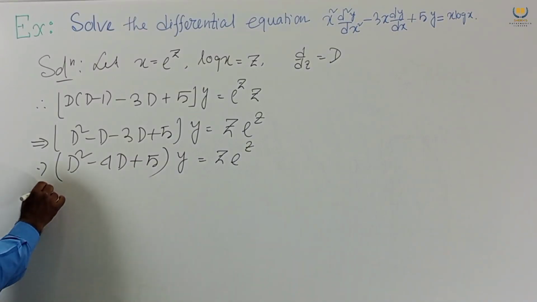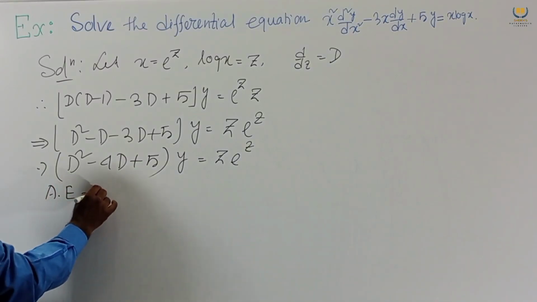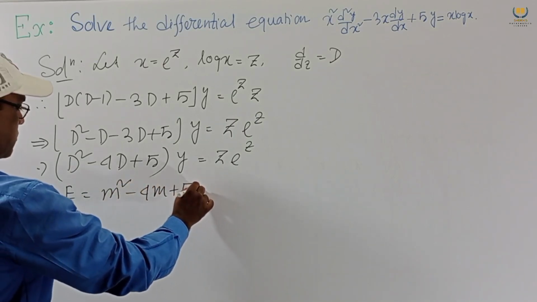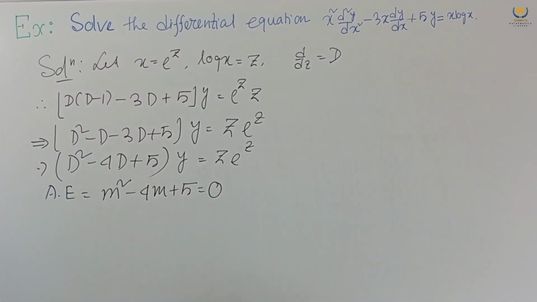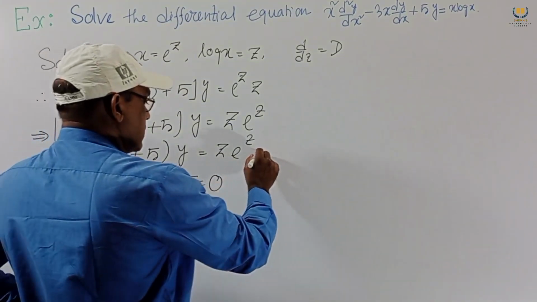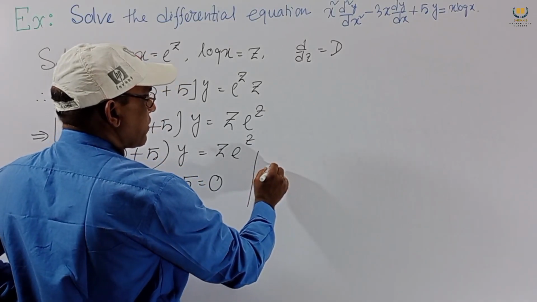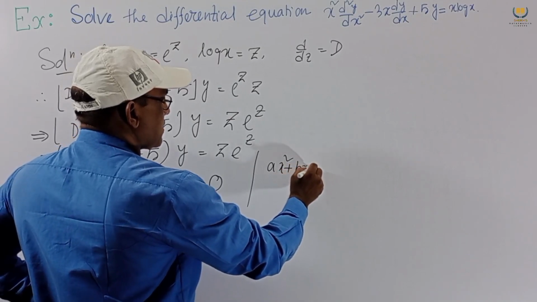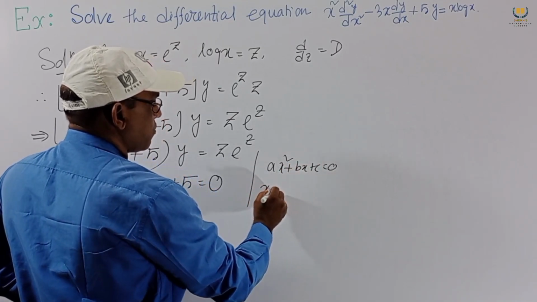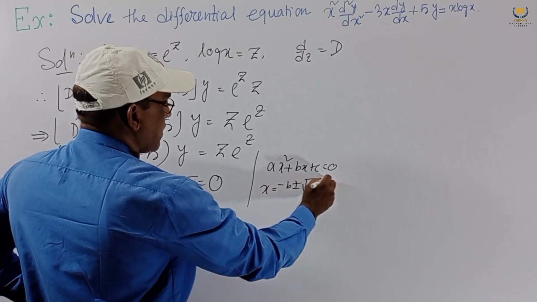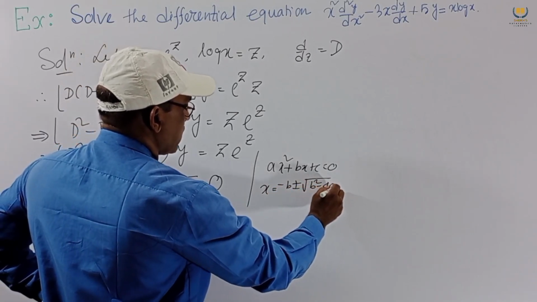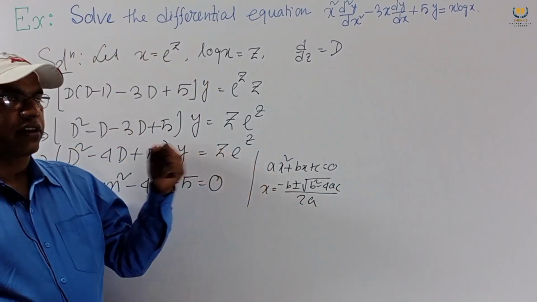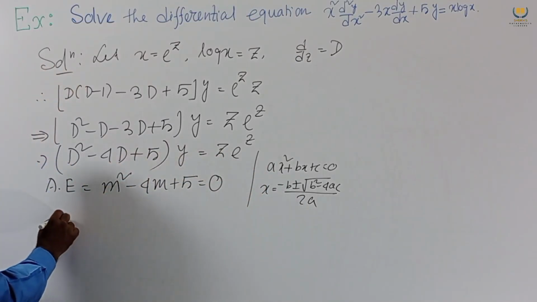Now the auxiliary equation is m squared minus 4m plus 5 equal to 0. Now this is unable to factorize. If we are unable to factorize, then we consider the quadratic formula: for ax squared plus bx plus c equal to 0, x equals minus b plus or minus the square root of b squared minus 4ac, by twice a. So if we are unable to factorize, then we use the quadratic formula.